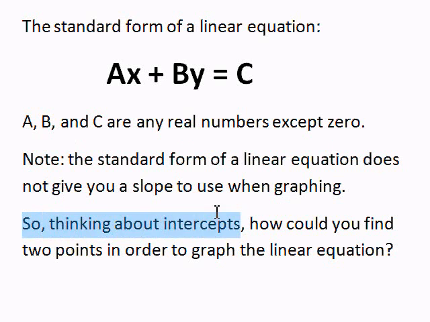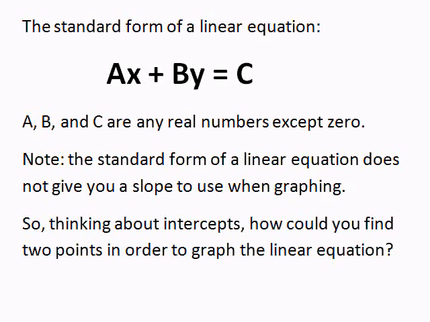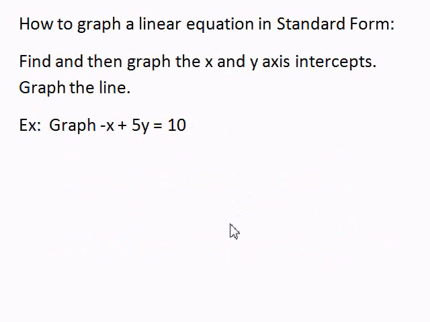But thinking about intercepts, how could you find 2 points in order to graph the linear equation? Think about that question as we move on to the next section. So thinking about the question just asked, how would we graph a linear equation that's in standard form? The answer is that we find the x and y-axis intercepts, and then we graph the line.